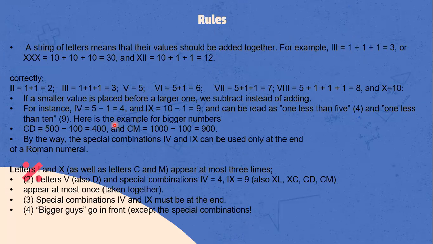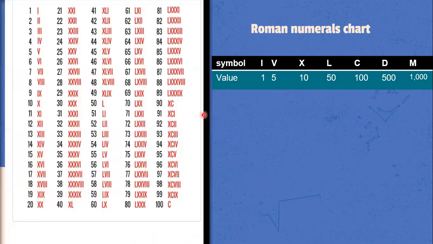So these are rules. There's a ton of rules, so let's clear this. A string of letters means there's a value that should be added together. For example, III is equal to 1 plus 1 plus 1, which is equal to 3. Or XXX, which equals 10 plus 10 plus 10, which equals 30. And XII, which is equal to 10 plus 1 plus 1, is equal to 12.